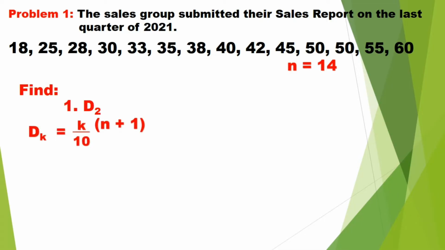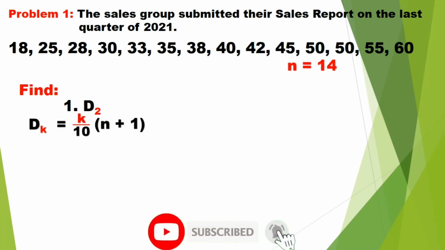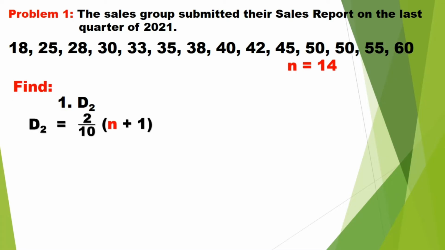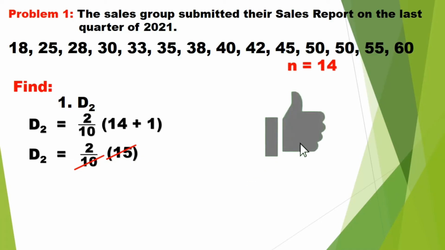Number 1, find D sub 2 or the second decile using the formula D sub k equals k over 10, quantity n plus 1. In number 1 problem, k is equal to 2 and n is equal to 14. So our equation is D sub 2 equals 2 over 10, quantity 14 plus 1. Solve first inside the parenthesis. 14 plus 1 equals 15. Then cancel 15 and 10. Our greatest common factor is 5. 15 divided by 5 is 3. 10 divided by 5 is 2.